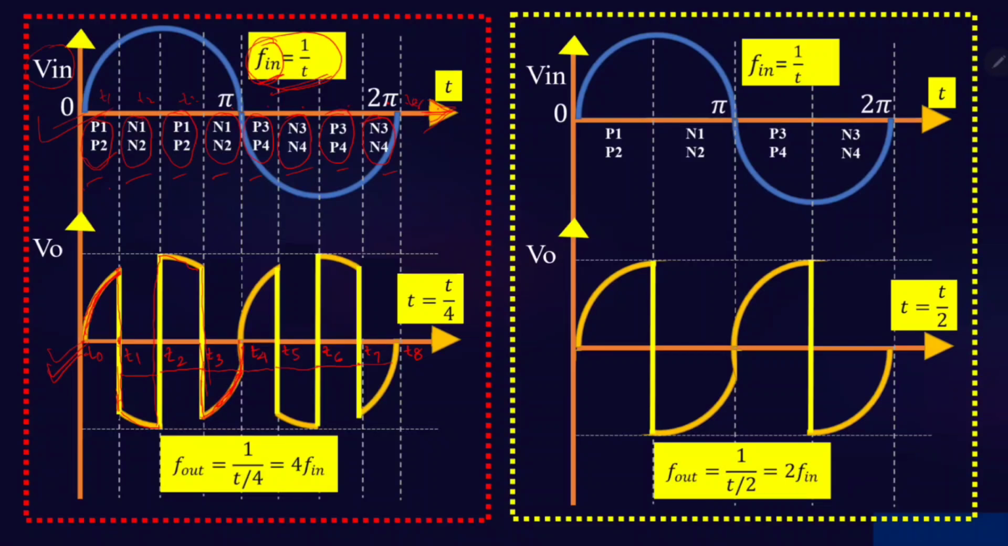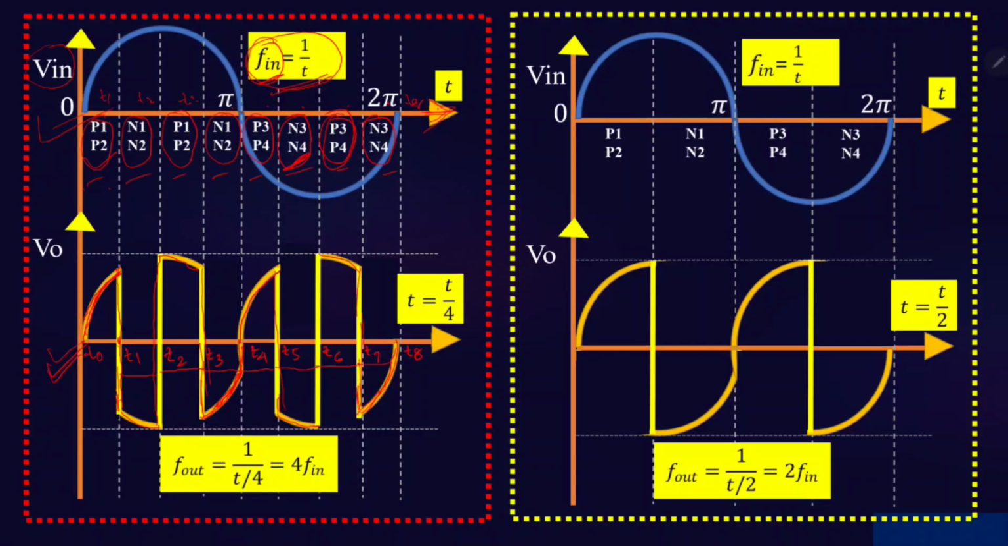Now again after that, P3 and P4 are on from the positive converter and we will get the positive voltage, and after that N3 and N4 will be on, so at that time we will get the negative voltage. So P3 and P4 give positive, and N3 and N4 give negative. This is the output waveform when we make this type of sequence.